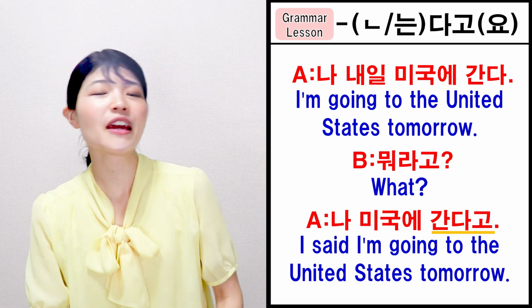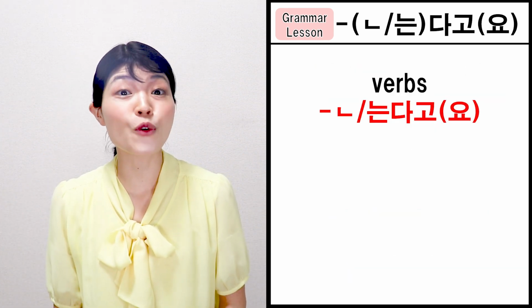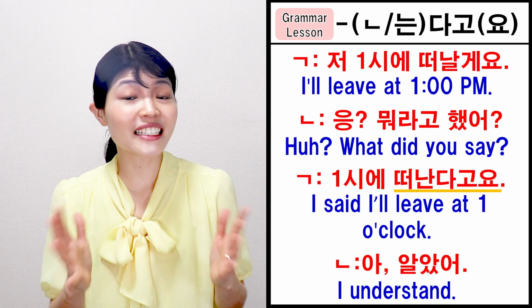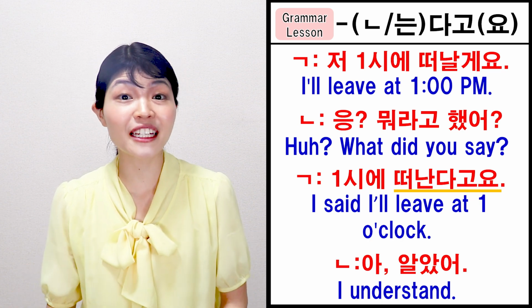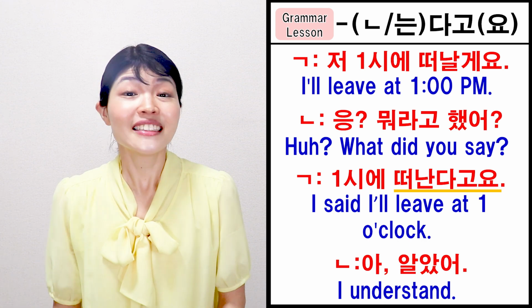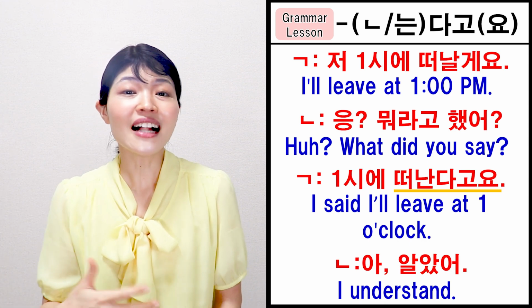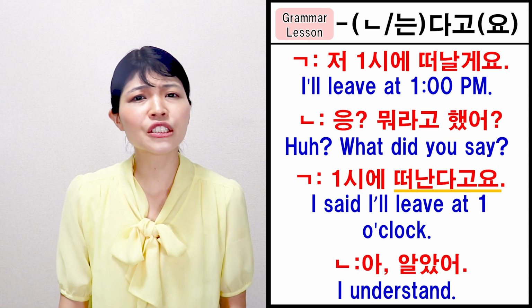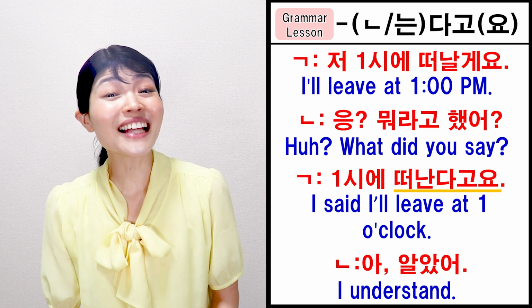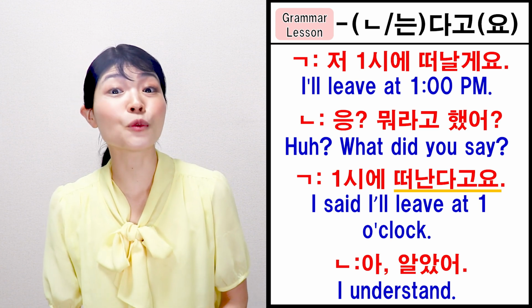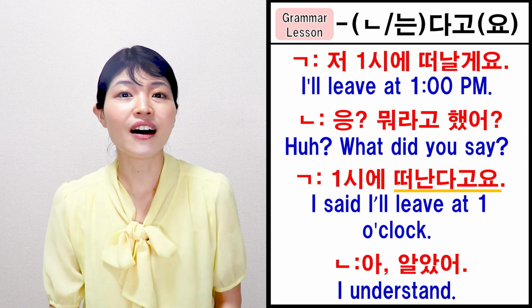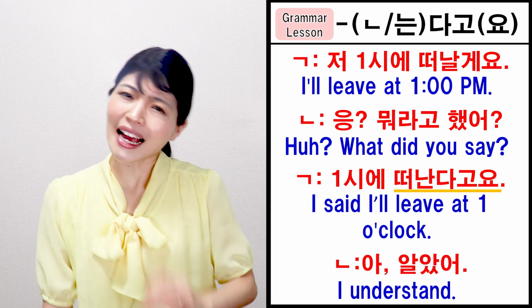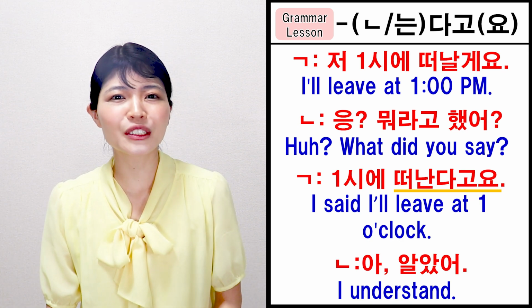Yes, I hope so. About the conjugation, you use 는다고요 for verbs, 다고요 for adjectives, and 이라고요 for nouns. Here is an example sentence in which the speaker repeats her own words and says, I said. 저 1시에 떠날게요. I'll leave at 1 p.m. 뭐라고 했어? What did you say? 1시에 떠난다고요. I said I'll leave at 1 o'clock. 알았어. I understand. This grammar might give the impression that a lady is a bit angry or annoyed, so you might want to use it carefully.